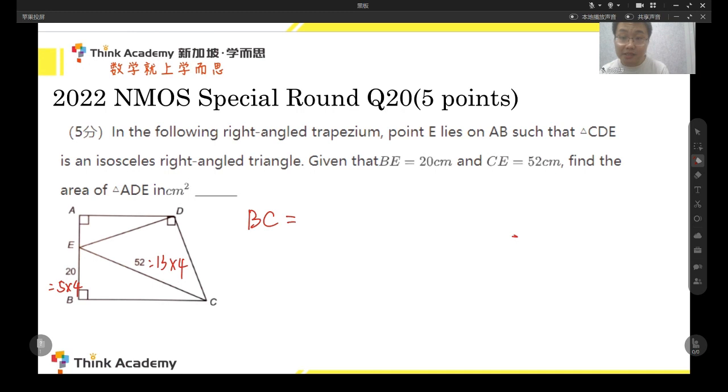Then what about the other side? It's 5, 12, and 13, right? So BC should equal 4 times 12, which is 48. So first of all, we calculate this out. But the question asks us about the area of ADE. We should find AE and AD separately. So how can we do this?